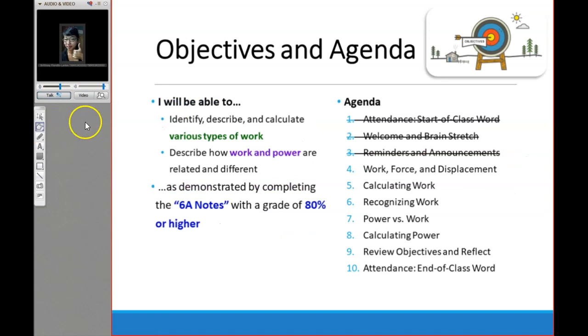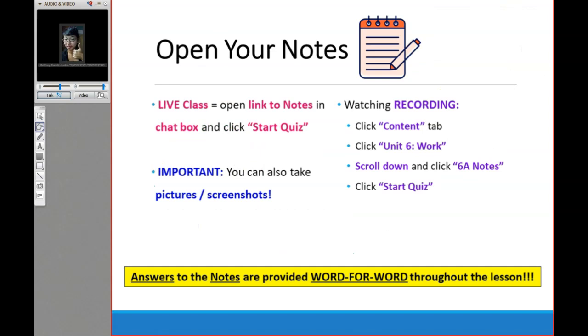Today, though, we first need to learn a little bit of background. We need to talk about the various types of work, and we should be able to calculate work, and we should also be able to describe what power is and how that is related to and different from work. At this point, I'm going to go ahead and send out your notes.